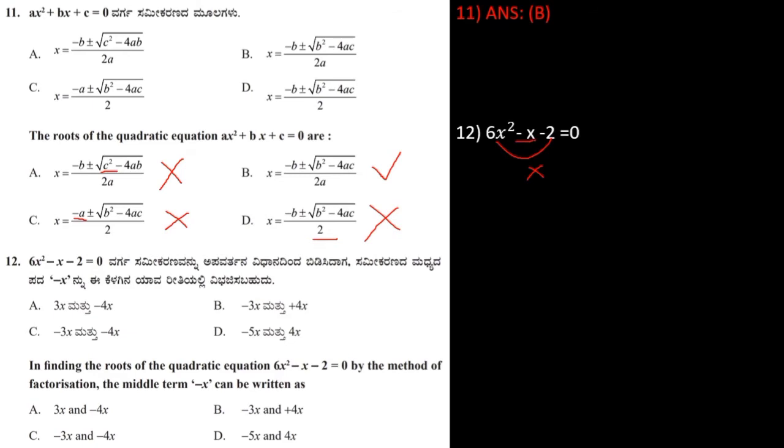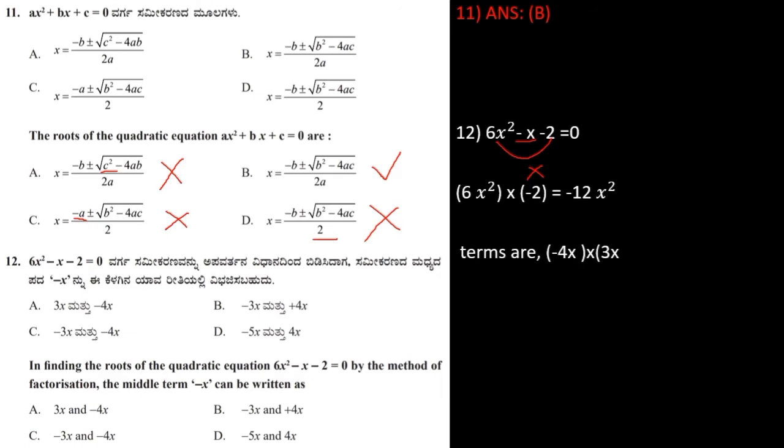Here we need minus x, which means we need to see the first term and last term. First term 6x squared, last term we have minus 2. We will multiply both, what will we get, 12x squared. So we need to find the factors for 12x squared. So what will come, 4 and 3 we can write, yes, 4 and 3 we can write as 12, x into x squared.